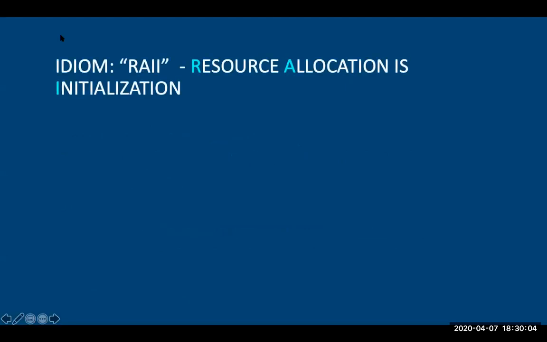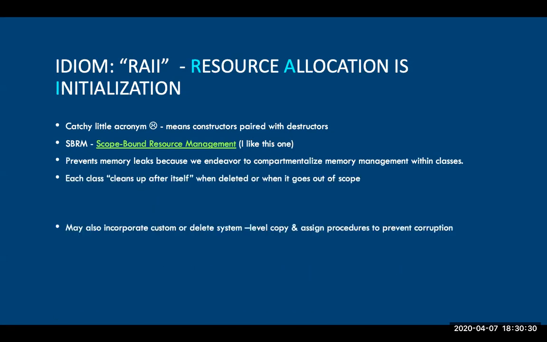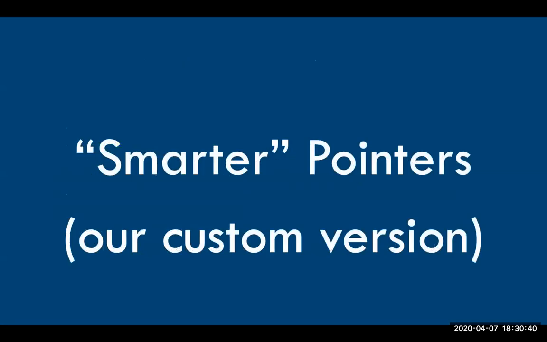So this is just one slide on this RAII, which is Resource Allocation is Initialization. It's a horrible acronym. No one can remember it, but you'll see it referenced by coding ninjas out there. It's also referred to as SBRM, or Scope Bound Resource Management. That basically just means what I said. If you create some memory, you got to clean it up, and the class itself is responsible for doing that. So that's kind of the best practice. That's just in case that word pops up in the future, maybe you can remember what that is. I won't be testing you on that in any way.